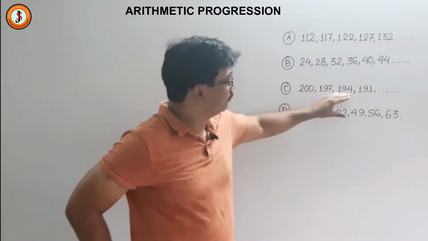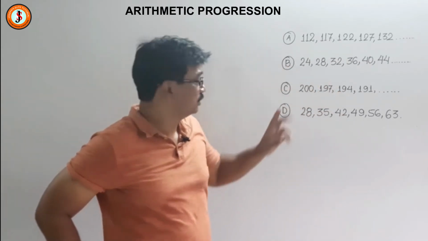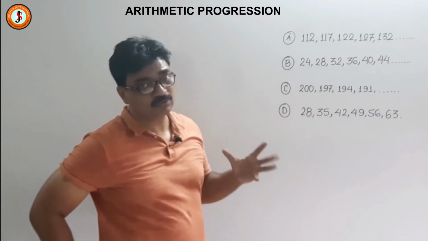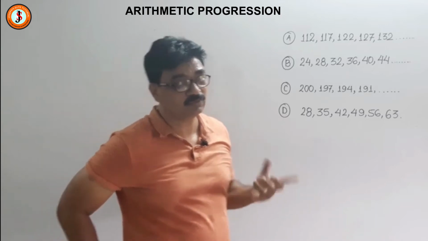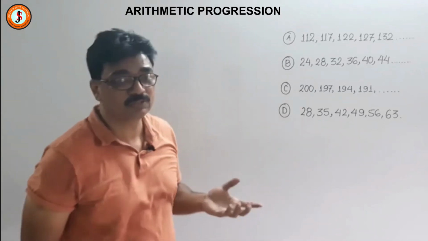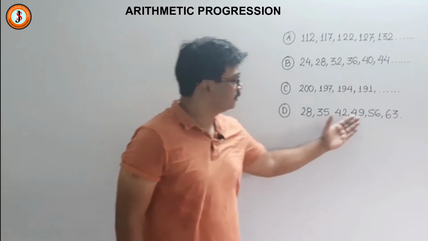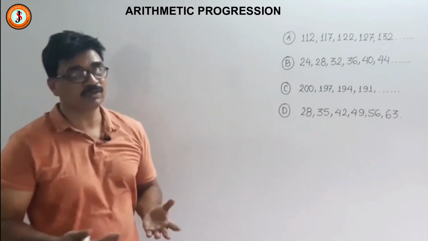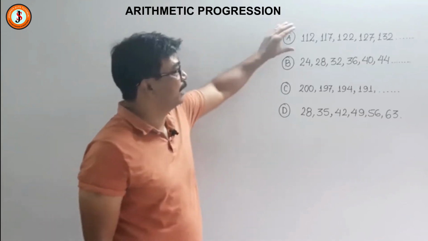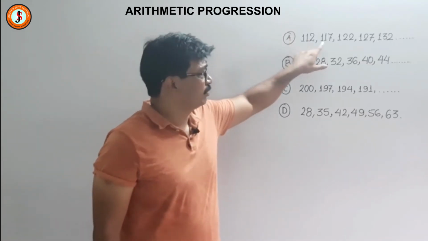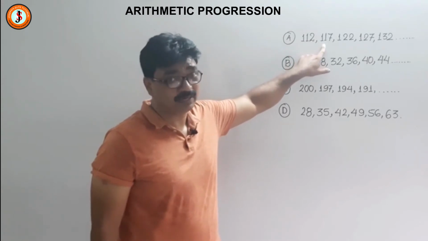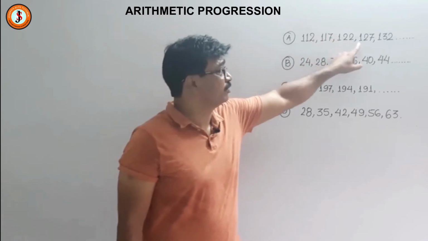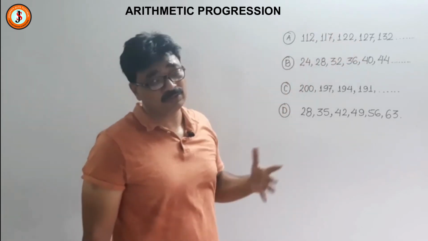So this is also an arithmetic progression. Here, 197 minus 200 is minus 3, 194 minus 197 is minus 3. So there is a common difference here also, but it is negative. So remember, the common difference can be negative or positive, both. Here the common difference is 7. Now go the reverse way: how might I have generated this? I took a number and added 5 to get the second number, then again added 5 to get the third number, again added 5 to get the fourth number, and so on.